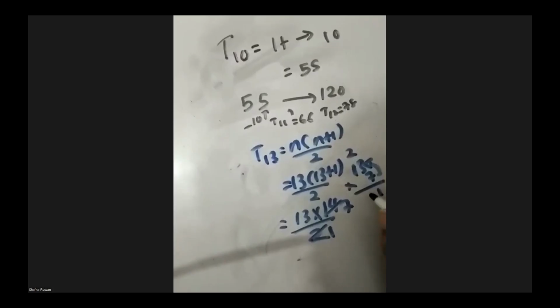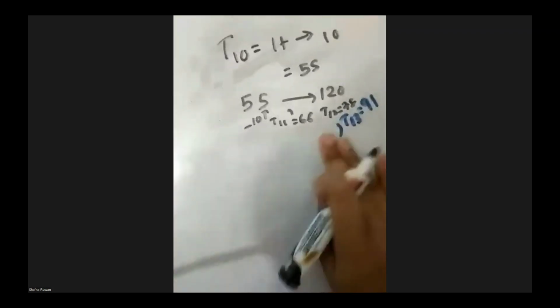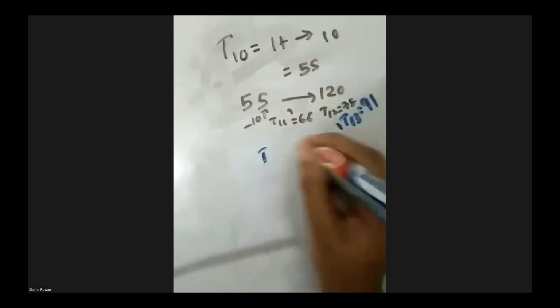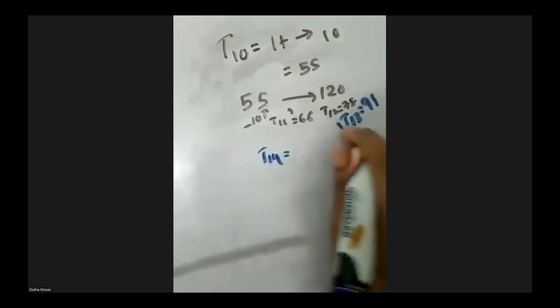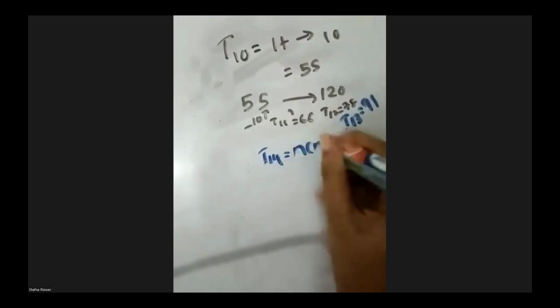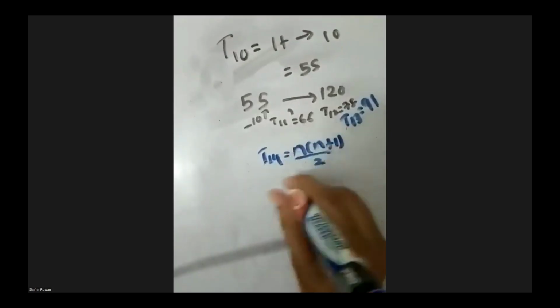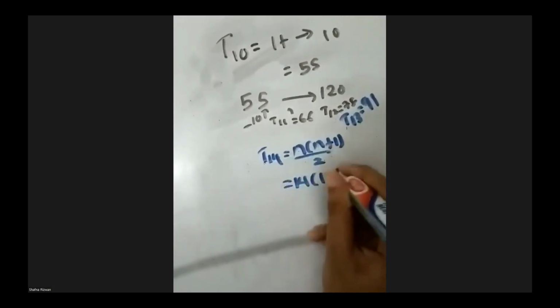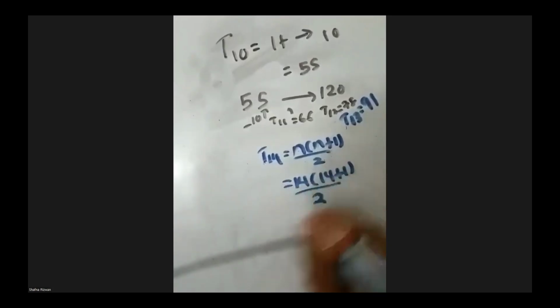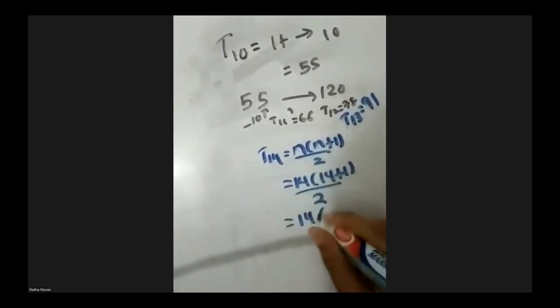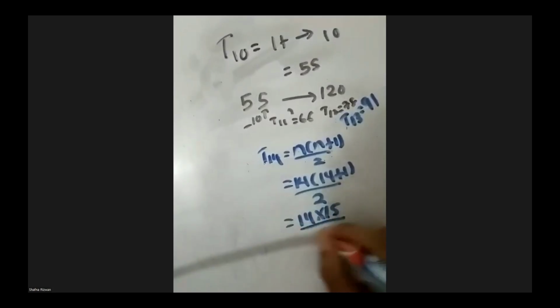7, 8 and 9. So here T13 is 91, not T14. Okay. After that, let's go to T14. Then in T14, n(n plus 1) divide by 2. 14, 14 plus 1 divide by 2. 14 multiply by 15 because I added it.